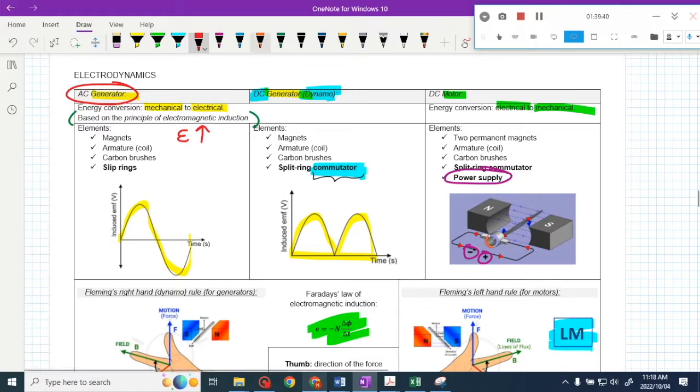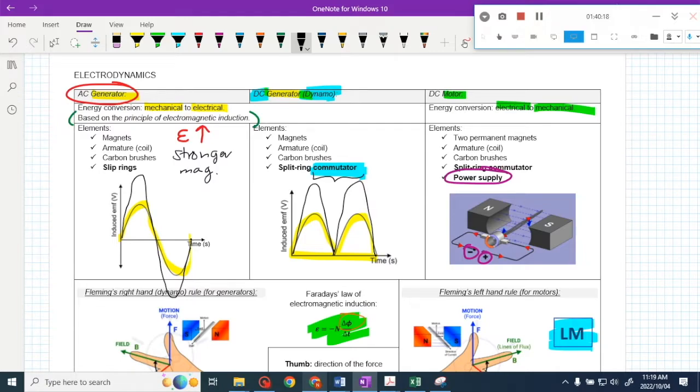The first method is we can use stronger magnets. If you use stronger magnets, this is what's going to happen to the graph. The graph is going to go from this to having a larger amplitude. But notice the period, the frequency has not changed. I did not squish the graph, I did not make the graph longer. It stays exactly the same. If we're looking at the one on the right hand side for your DC, if we use stronger magnets, it's going to do this. Alright, now that's the first thing we can do.